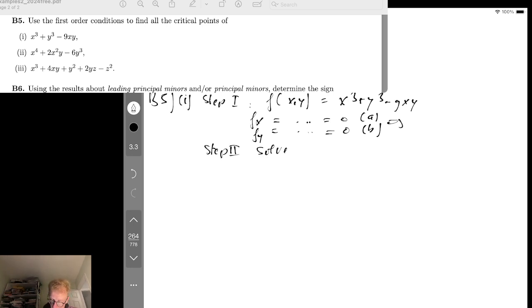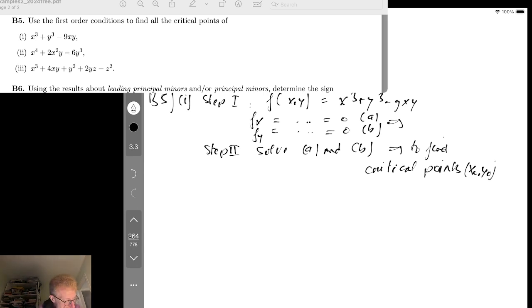solve A and B together to find critical points. You can have more than one. Here there are actually 2, x0, y0. So you find 2 x0, y0. Simplify the relationship, use one of the relationships in the other one, and be careful to follow the combinations.